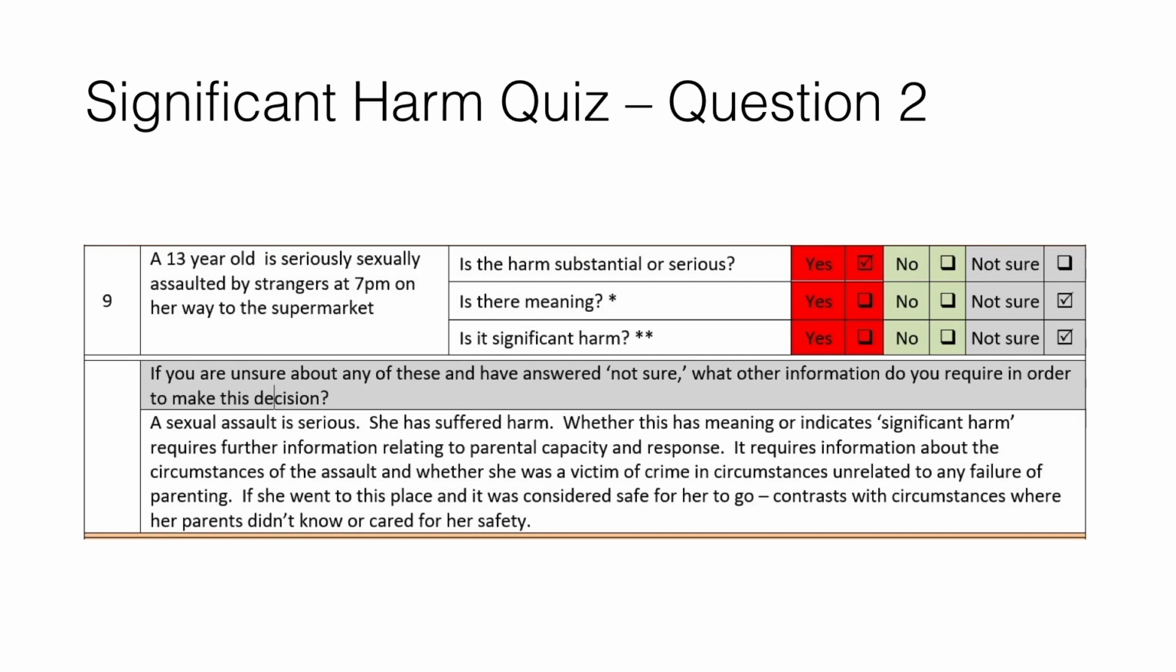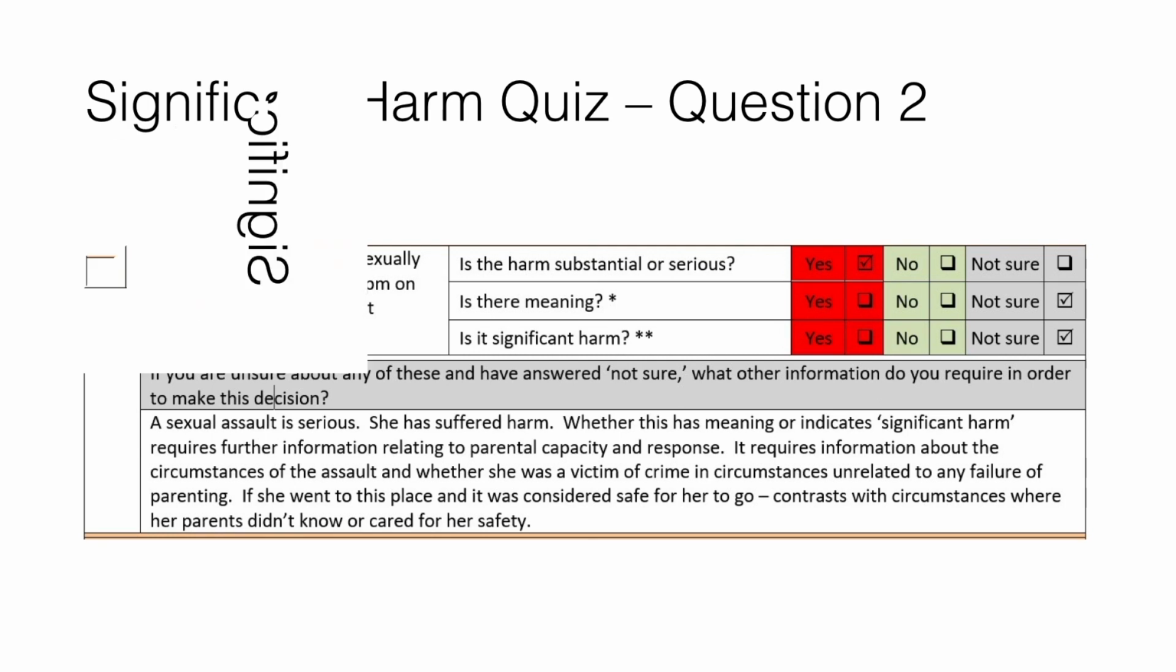So we're not sure. In this actual case example, the parents knew where the girl was. She'd gone several times and it was considered safe. This was a random crime against a child. The parents had been reasonable and responded appropriately to their daughter's needs as a victim. So there was no significant harm. Of course, this did come in as a child protection referral. Agents wanted the victim to get help. However, the need was not one that could be best met by a child protection intervention.